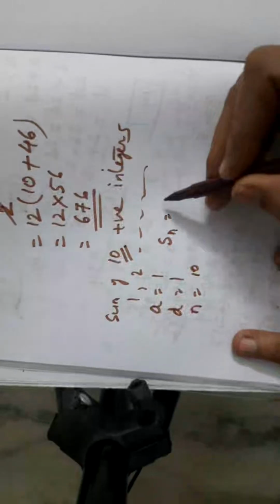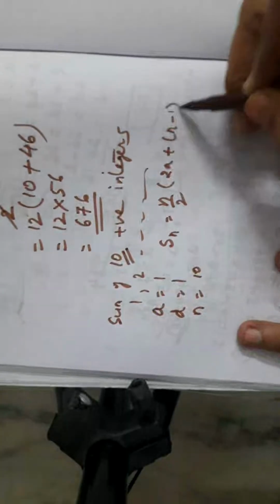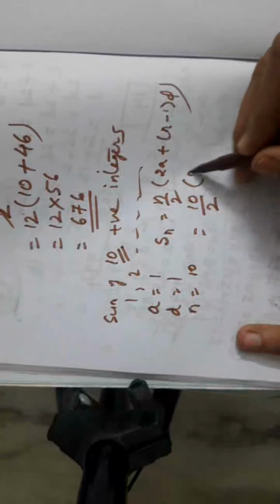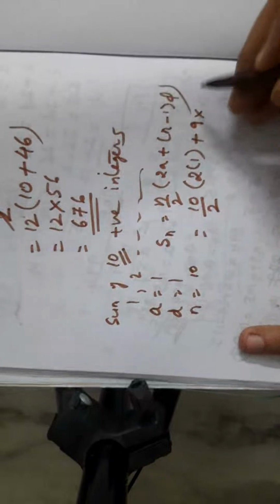Again in the simple equation, you are going to put all the values. 2a plus n minus 1 d. Now here n is 10, 10 upon 2. A is 1, 10 minus 1 is 9. D we got is 1.